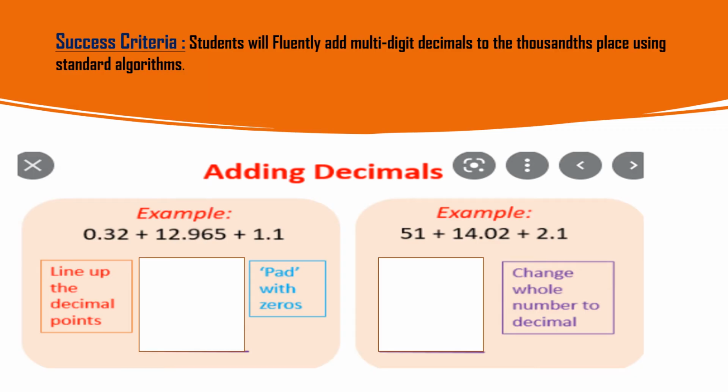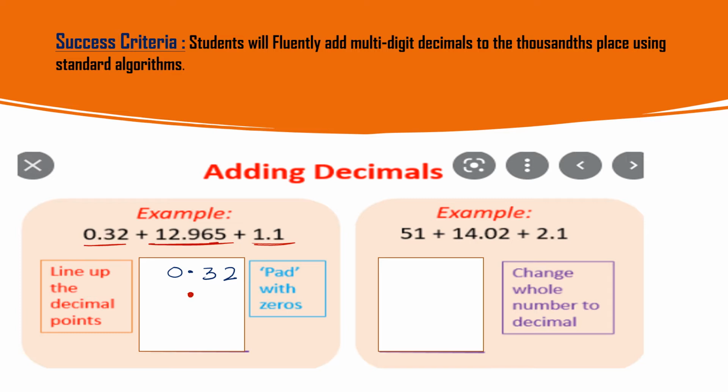Let's practice these two questions. Now here it is something more difficult. Look at this. What is written? 0.32, 12.965 and 1.1. So how do we write it? Let me write it in the proper way. First of all, we are going to write 0.32. Right? Now I told you that under the decimal, you have to write the decimal.